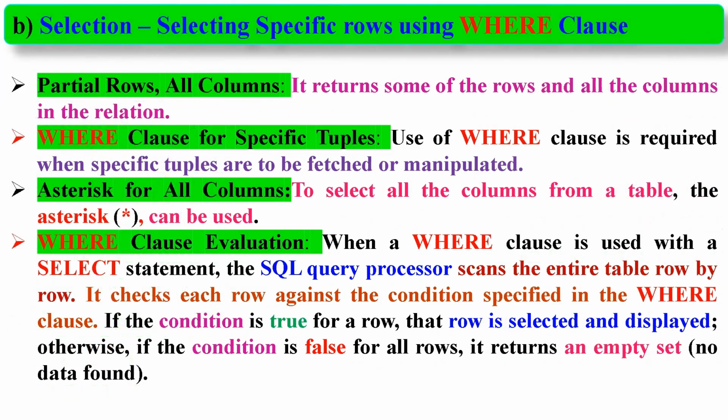Let's learn about selection, selecting specific rows using where clause. Partial rows, all columns: it returns some of the rows and all the columns in the relation. Where clause for specific tuples: use of where clause is required when specific tuples are to be fetched or manipulated. Asterisk for all columns: to select all the columns from a table, the asterisk, that is star symbol, can be used. Where clause evaluation: when a where clause is used with a select statement, the SQL query processor scans the entire table row by row. It checks each row against the condition specified in the where clause. If the condition is true for a row, that row is selected and displayed. Otherwise, if the condition is false for all rows, it returns an empty set, no data found.